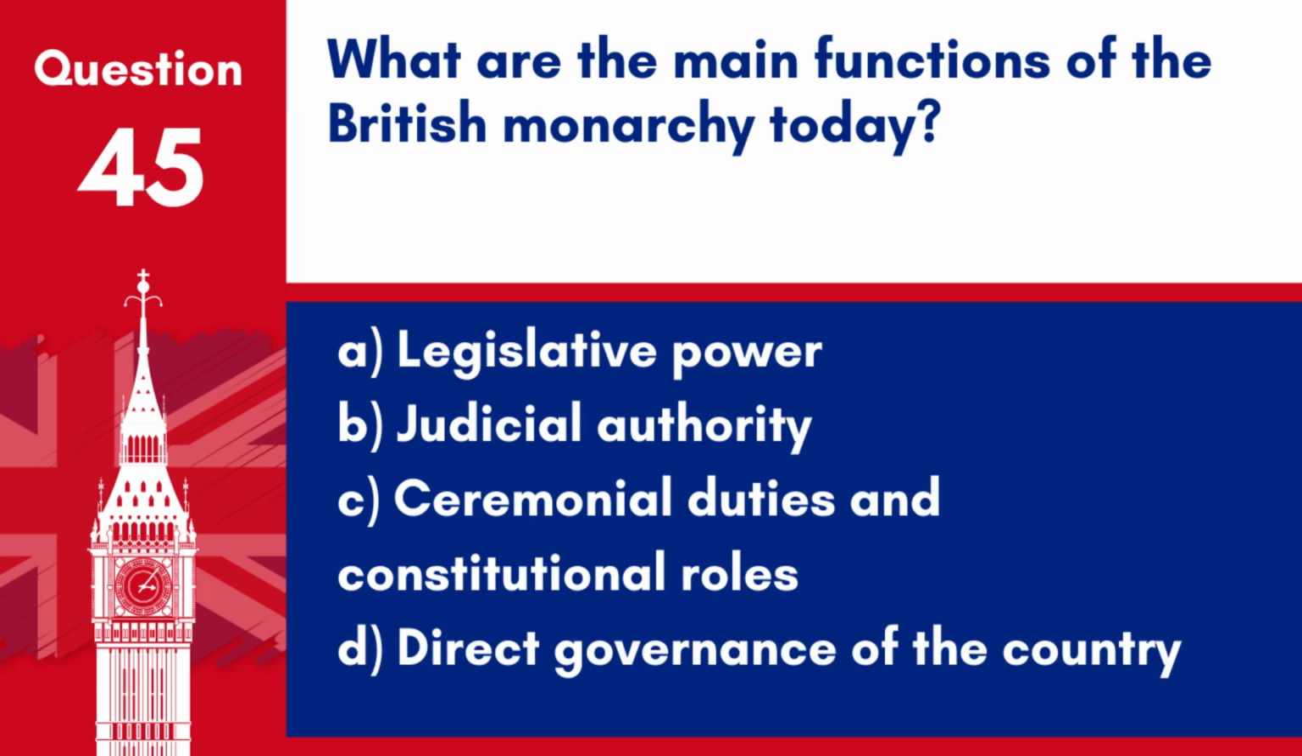Question 45. What are the main functions of the British monarchy today? A. Legislative power. B. Judicial authority. C. Ceremonial duties and constitutional roles. D. Direct governance of the country. Answer: C. Ceremonial duties and constitutional roles. The British monarchy today primarily performs ceremonial duties and fulfills constitutional roles without wielding direct political power.